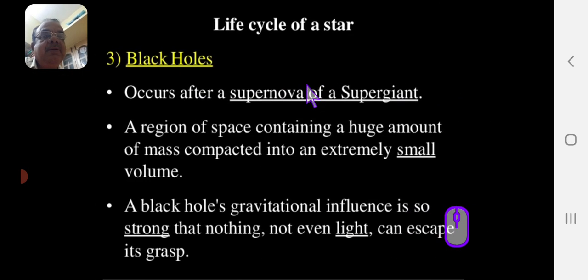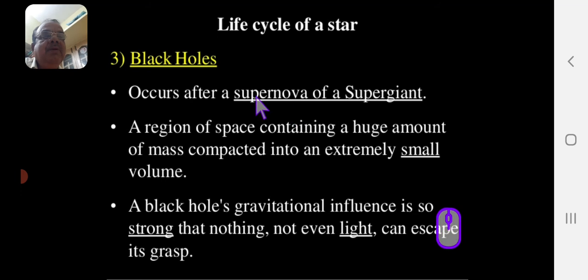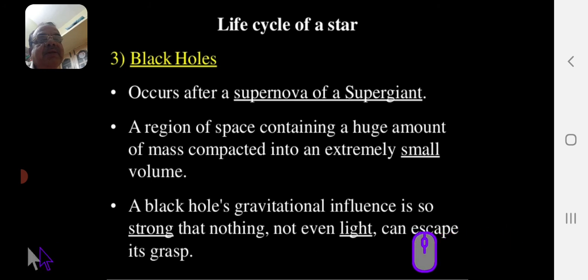So next, black holes. A black hole occurs after the supernova explosion of a supergiant, a region of space containing a huge amount of mass compacted into an extremely small volume. A black hole's gravitational influence is so strong that nothing, not even light, can escape its grasp. It means the light is totally absorbed.